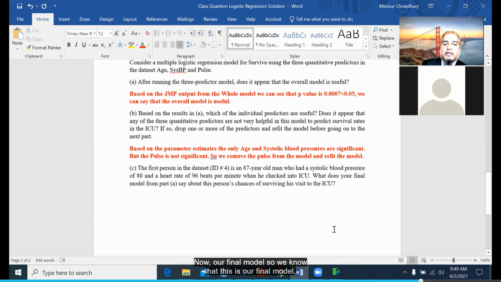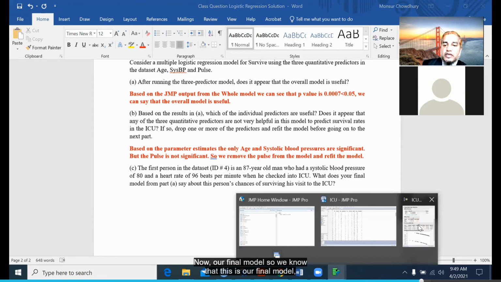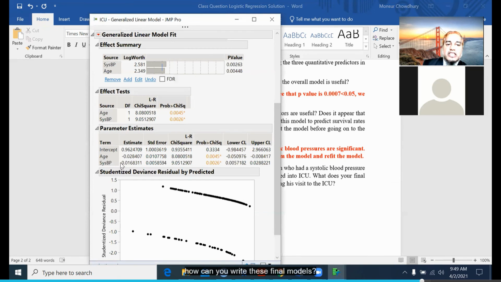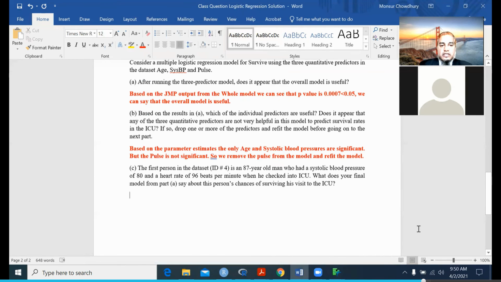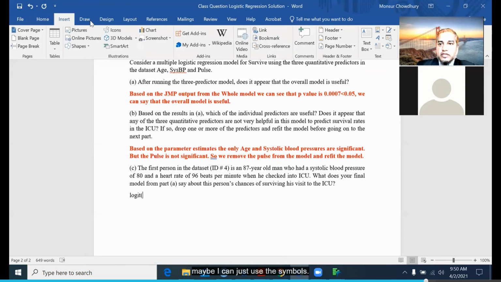Now our final model, we know that this is our final model. If you want to write this final model, how can you write it? So we can say the logit of pi, that is, log of pi over 1 minus pi. Maybe I can just use the symbols.